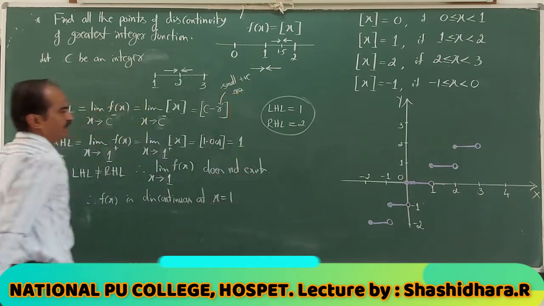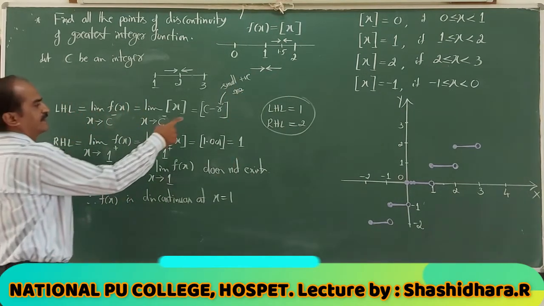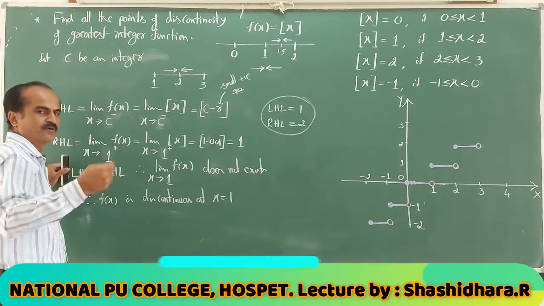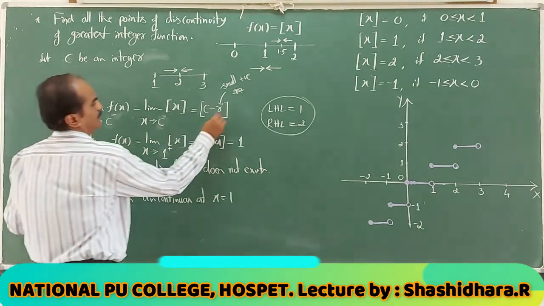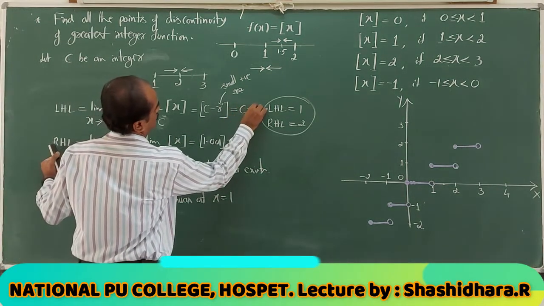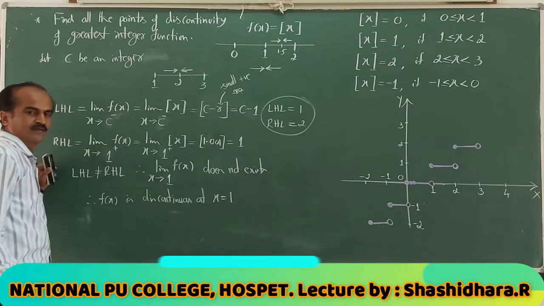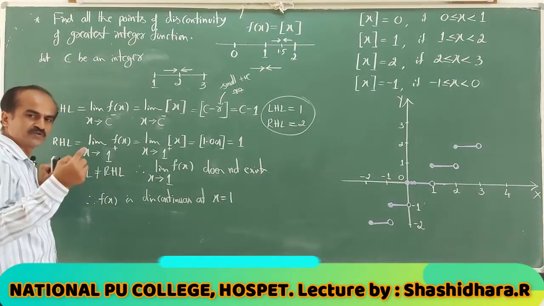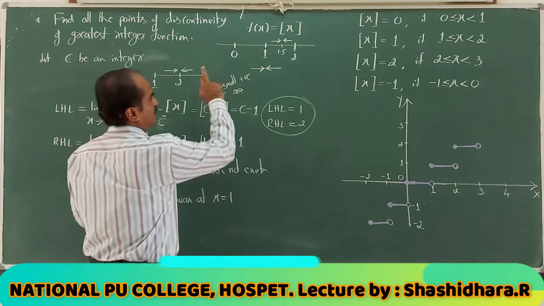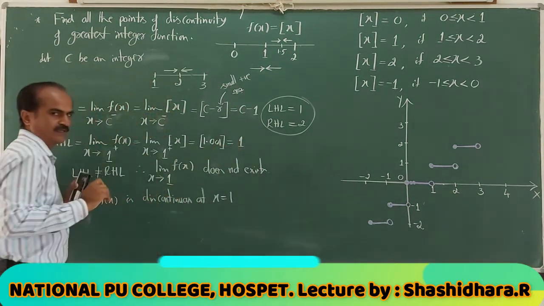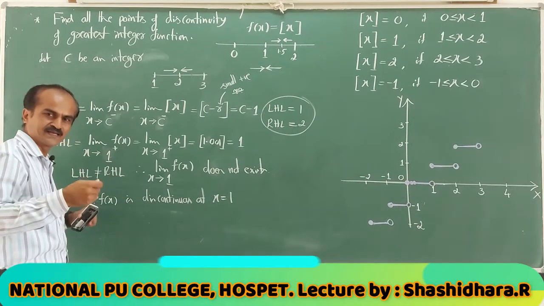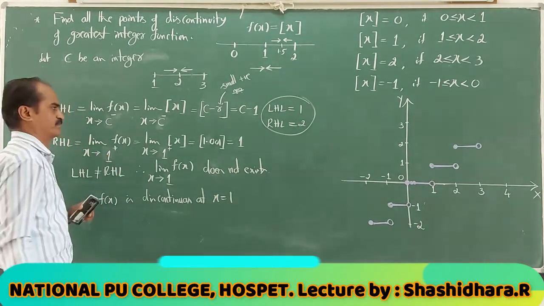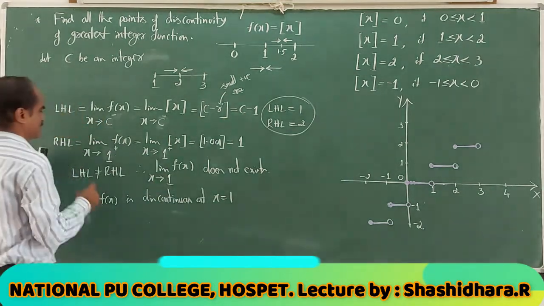Small positive real number. Like when C is 1, subtract 0.001, then it will become 0.999, something like that. Then what is the result you are going to get? 1 less than the value of C. As x approaches 1 from the left side, what is the limiting value we are going to get? 0. If x approaches 2 from the left side, the greatest integer will give us 1, 1 less than the integer we have taken. So that is what I indicated here.